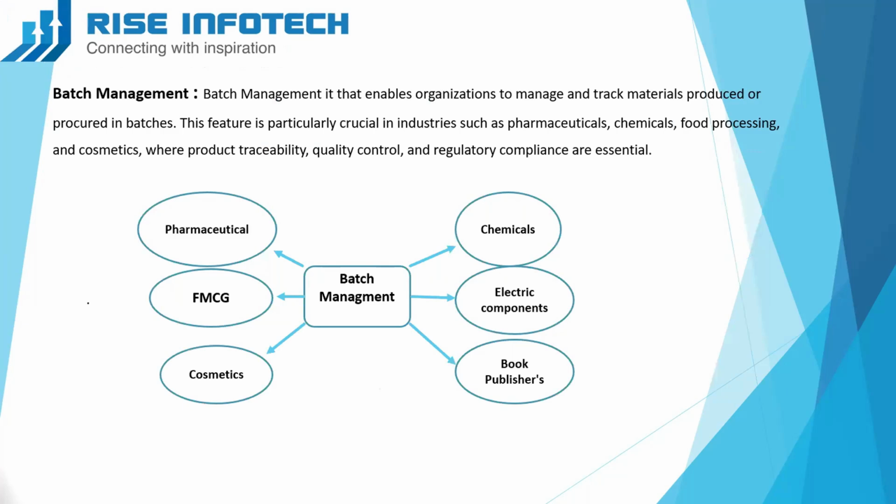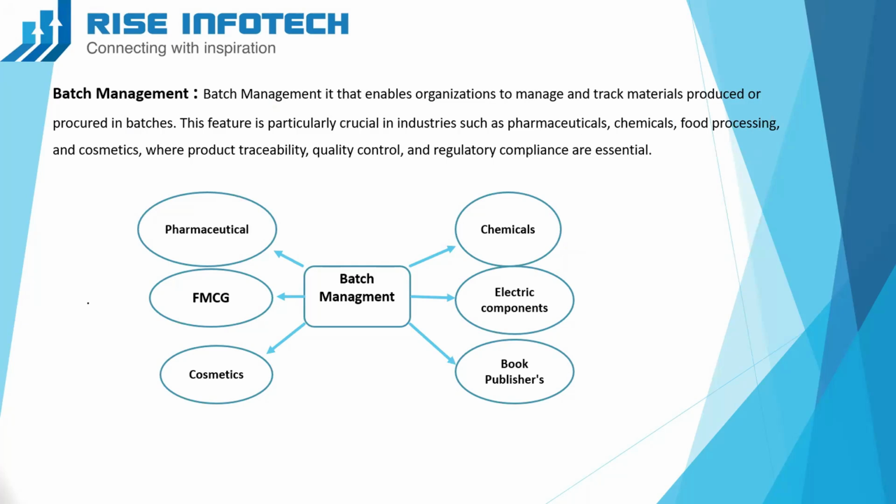Coming to the next one, batch management. What is batch management? Batch management enables the organization to manage and track the materials produced or procured in batches. This feature is particularly crucial in industries such as pharmaceuticals, chemicals, food processing, and cosmetics, where product traceability, quality control, and regulatory compliance are essential. In the example below, we have pharmaceutical, FMCG, cosmetics, chemicals, electric components, and book suppliers.